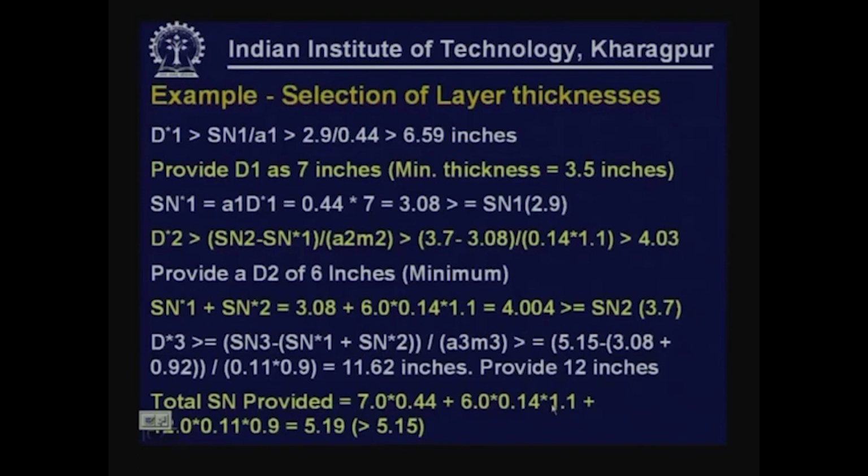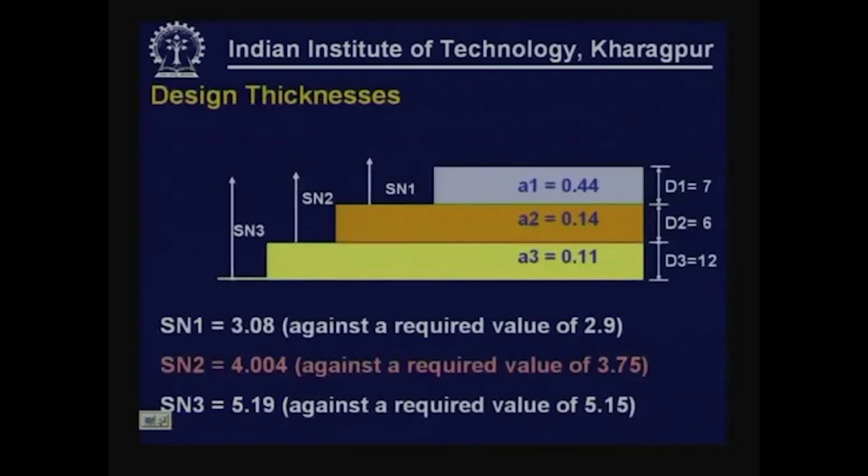So, this is how we can work out, as we explained in the procedure in the previous slide, individual layer thicknesses. You can see the calculations here. These are the final thicknesses that we obtained for each layer. Top layer works out to be 7 inches, second layer 6 inches, third layer 12 inches, and the layer coefficients for the modulus values that we have, A1 is 0.44, A2 is 0.14, A3 is 0.11.